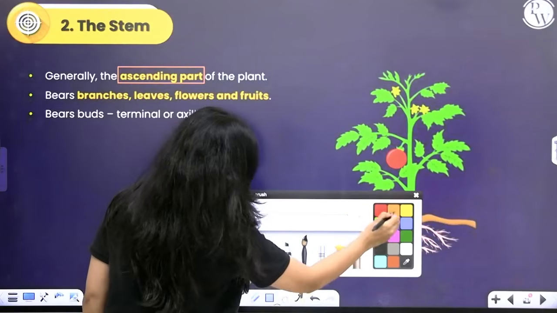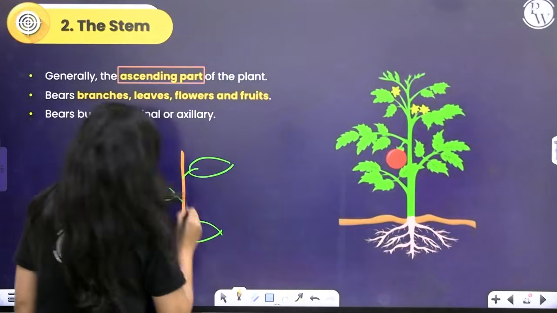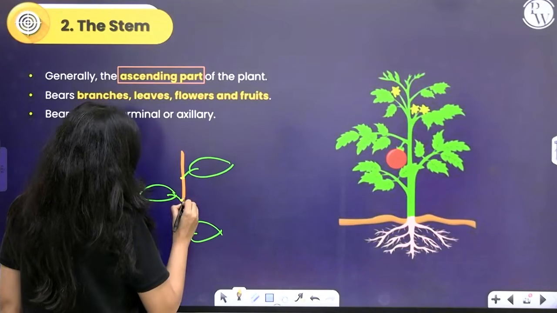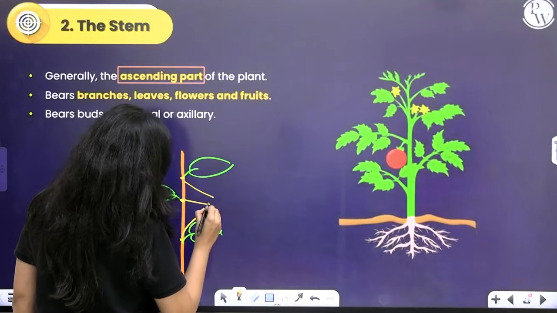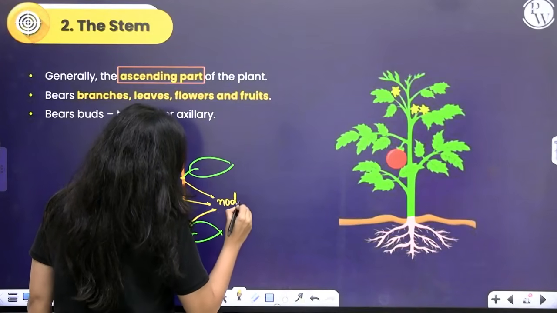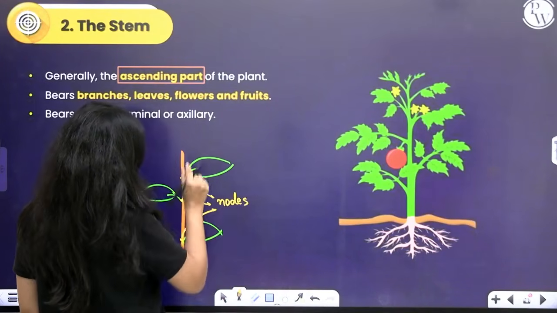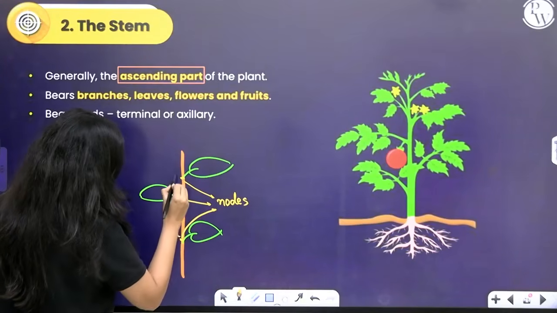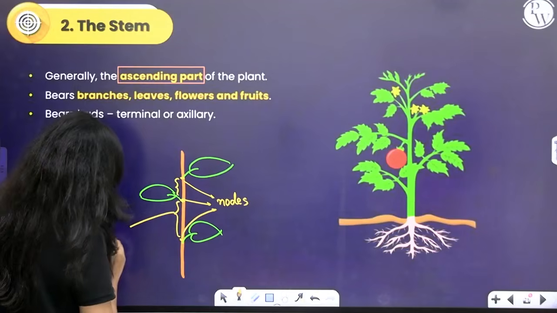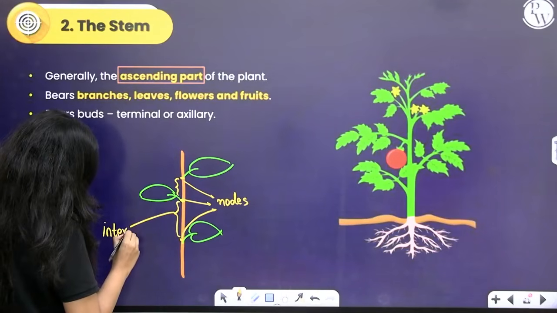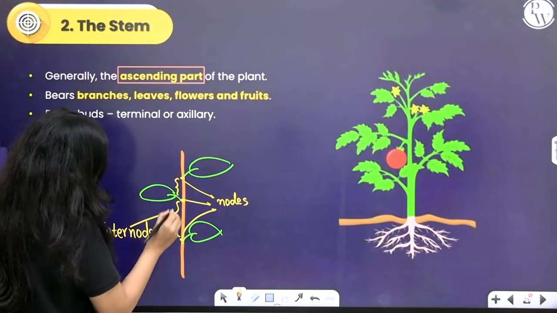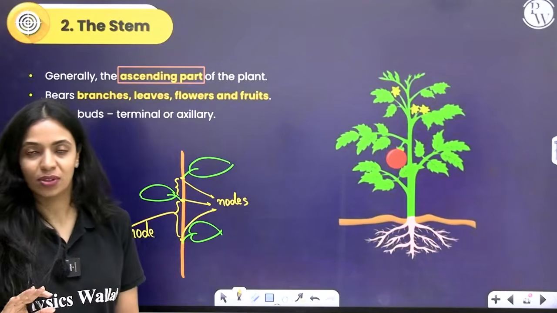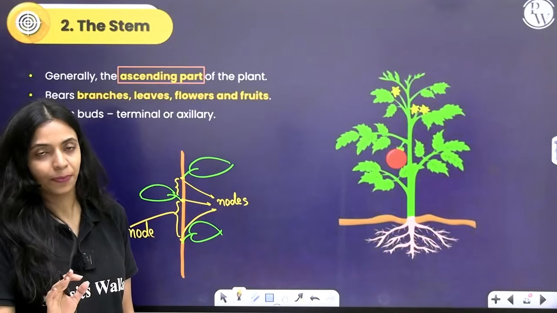Those points from which the leaves arise, like from here, from here, from here, these are parts of the stem from which leaves arise. They are called nodes. Nodes are part of the stem from which the leaves will arise. In between two nodes, whatever region is there, we call that internode. Inter means in between. Internode means the region between two nodes. So in the stem, you have regions called nodes and internodes.